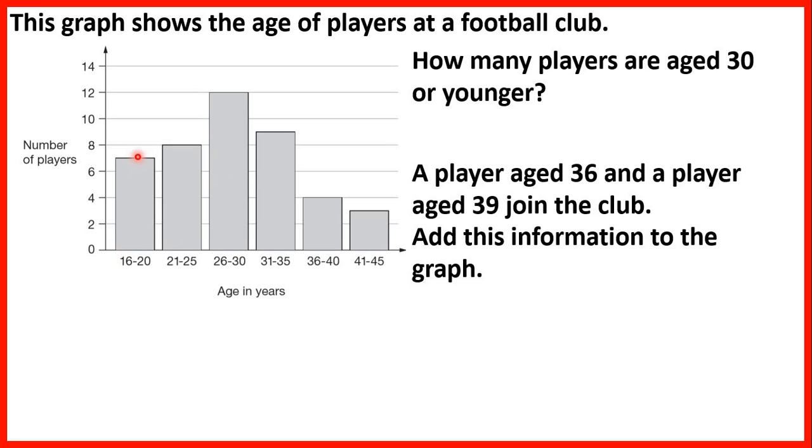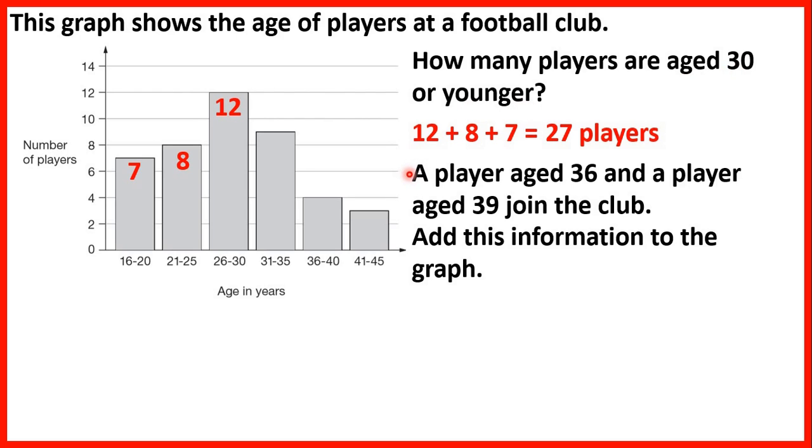So for this bar, we have between 6 and 8, so that's 7. For this bar here, we have 8, and for this bar, we have 12. So 12 plus 8 plus 7 is 27, so 27 players are aged 30 or younger.